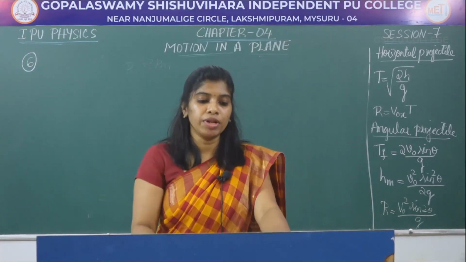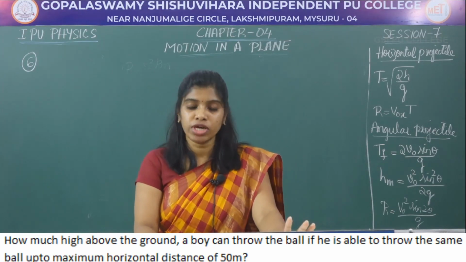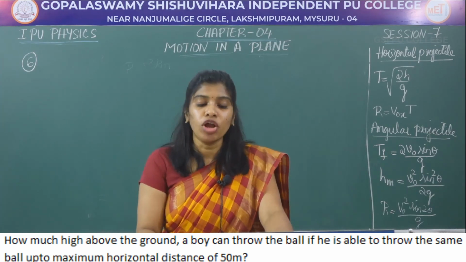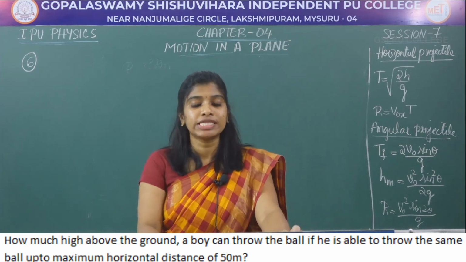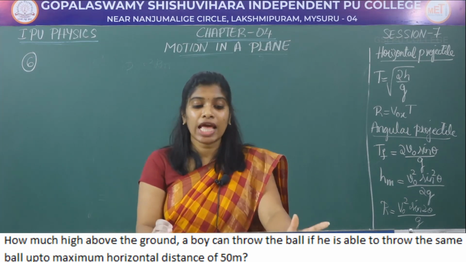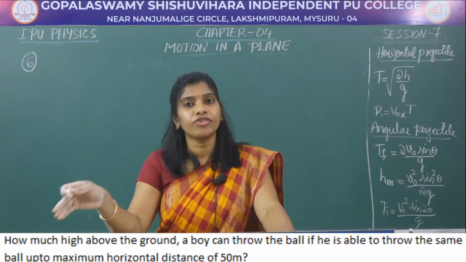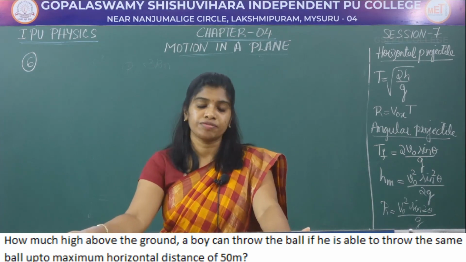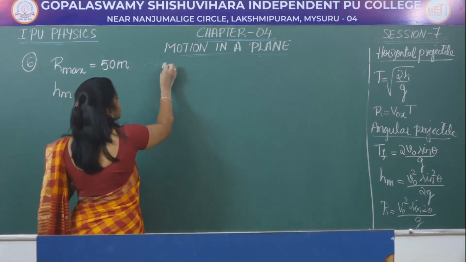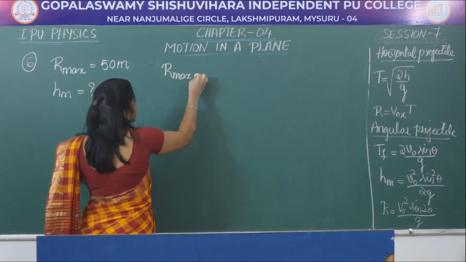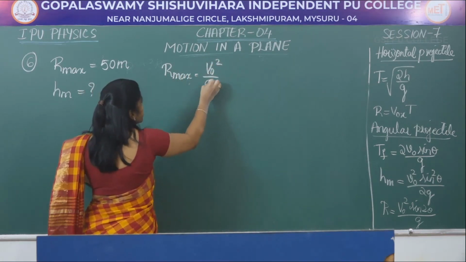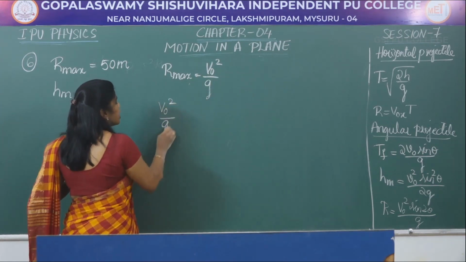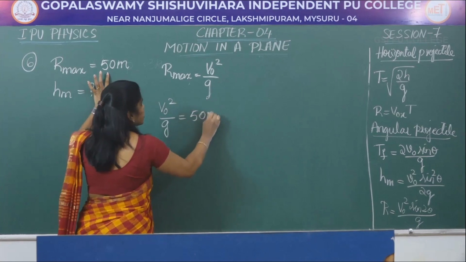Moving on to the last problem. How much high above the ground a boy can throw the ball if he is able to throw the same ball up to maximum horizontal distance of 50 meter. So they have given the maximum horizontal range. Now we have to find the maximum height attained by that ball. Maximum horizontal range is given by the formula R max is equal to V naught square by g, or I can write V naught square by g is equal to 50 meter.